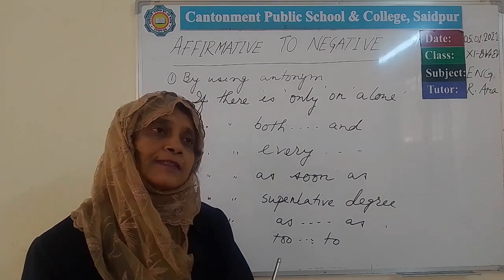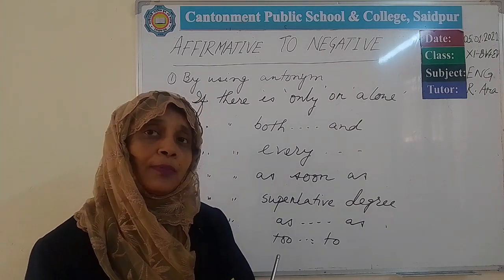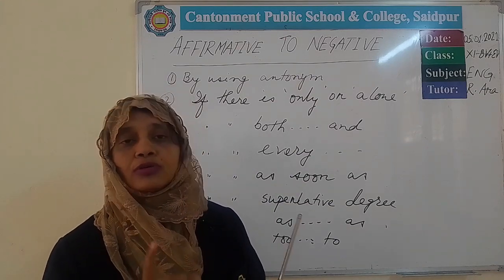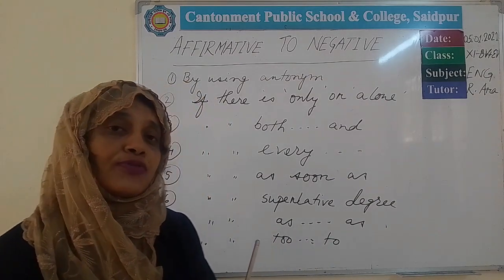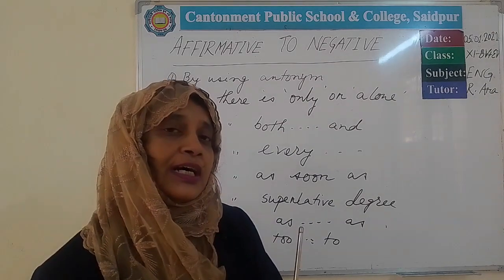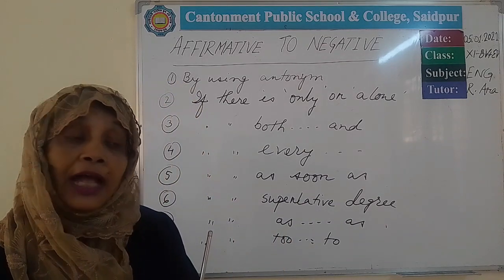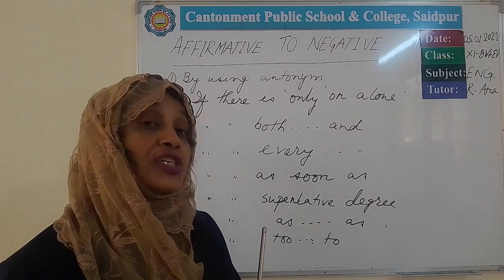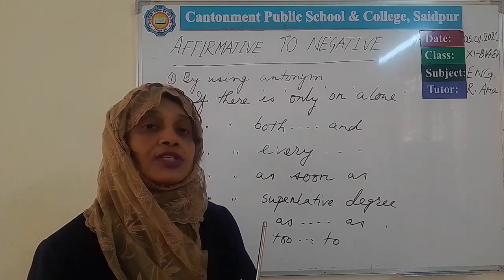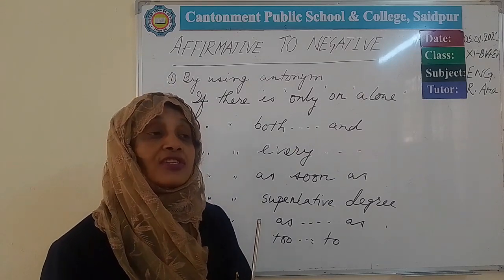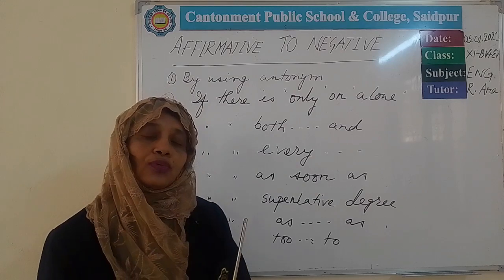But here the verb would also be plural. No other girls in the class are as beautiful as she, or no other girl in the class is as beautiful as she. And in the superlative degree, if there is, she is one of the, or he is one of the best students, he is one of the best students in the class. In the same way, we will turn it into positive degree.